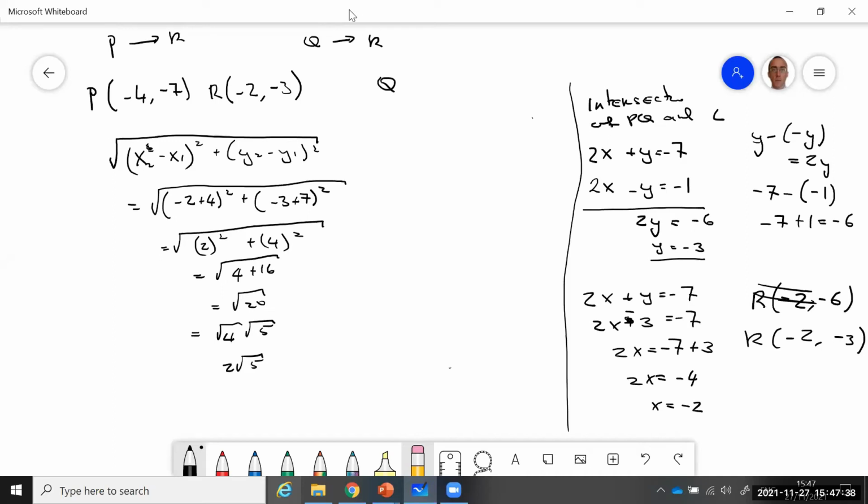Now the distance from Q to OR, so that's (1, 3) to OR, which is (-2, -3). And again, I'm using the same formula as before.